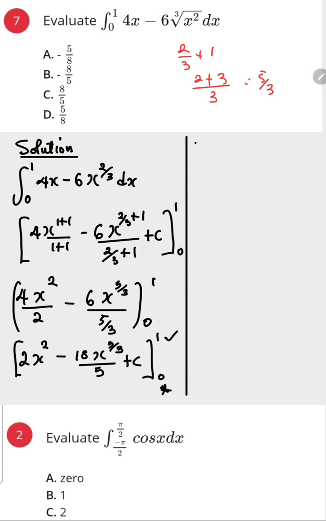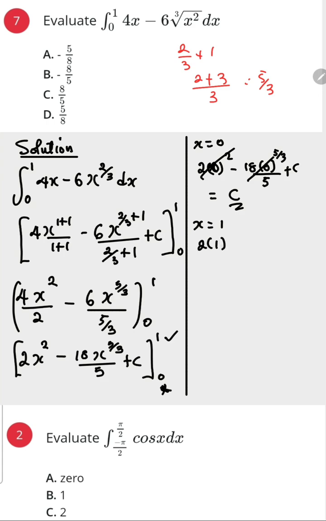So when x equals 0, of course, it's going to be 2x raised to power 2, x is 0 anyway, then you're going to have minus 18, then this is 0 raised to power 5 over 3, then all over 5, then plus c. Now, everything just boils down to just c. That is all. Because this is 0 and this is going to be 0. So when x equals 1, now this one is going to be 2 into 1 all squared.